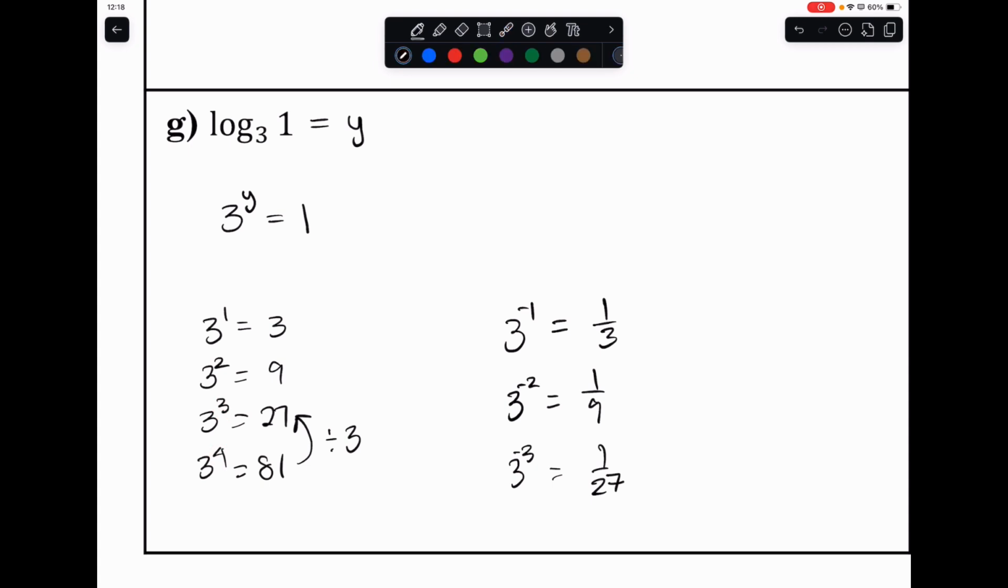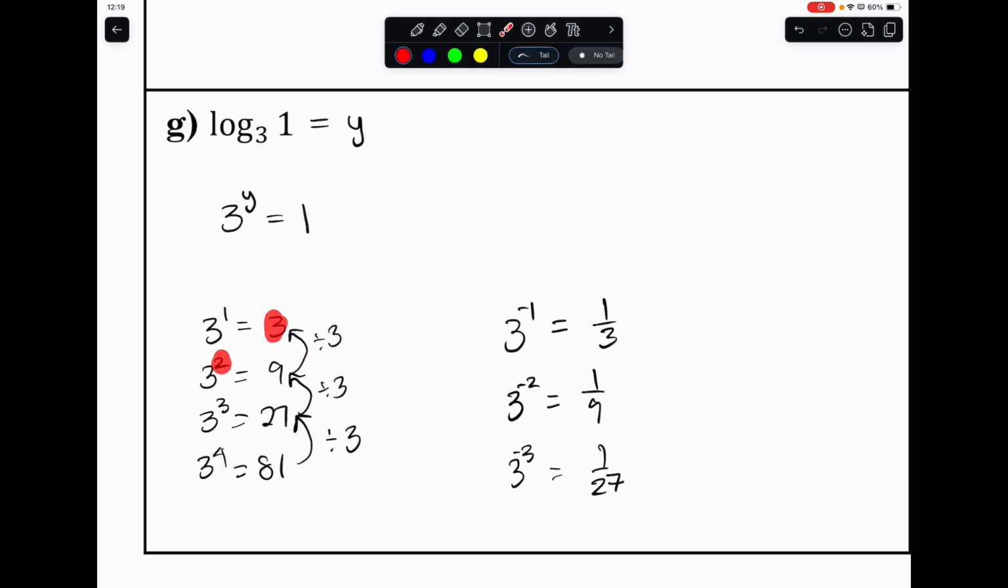If I do this again, 27 divided by 3 is going to give me 9. And again, my exponent decreases from 3 to 2. If I divide 9 by 3, that's going to again give me 3.